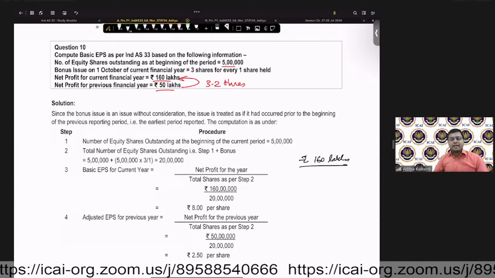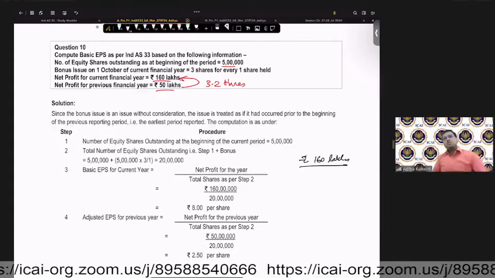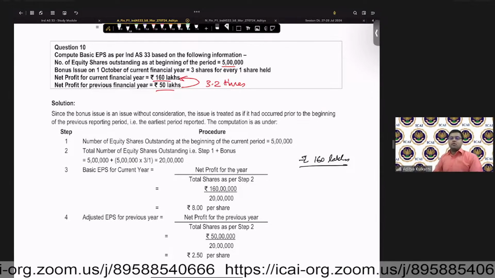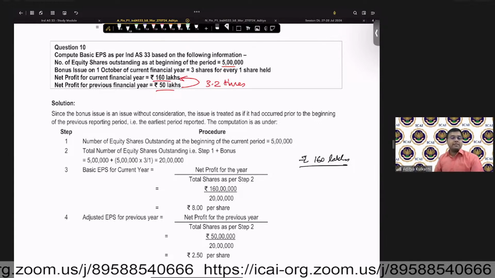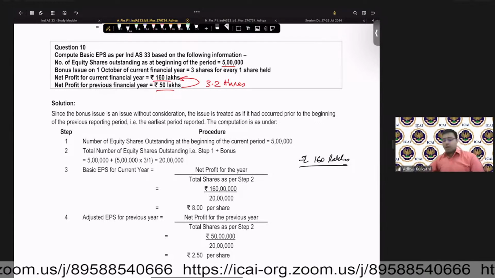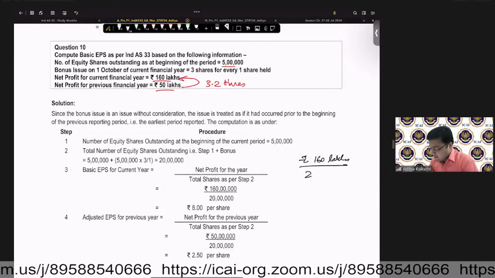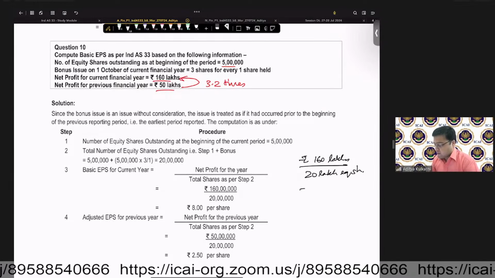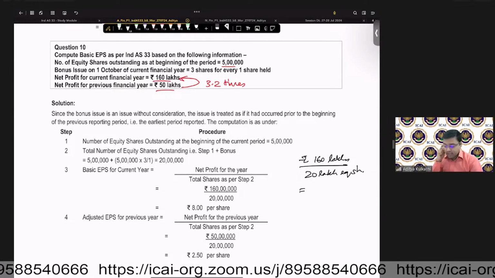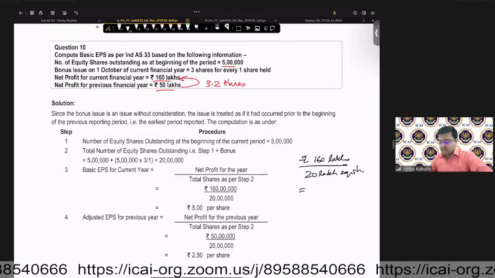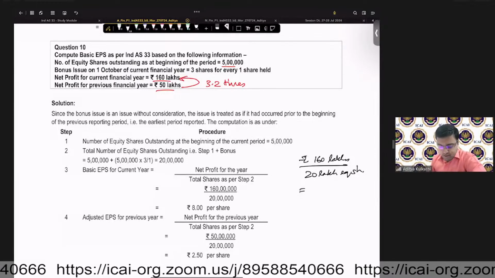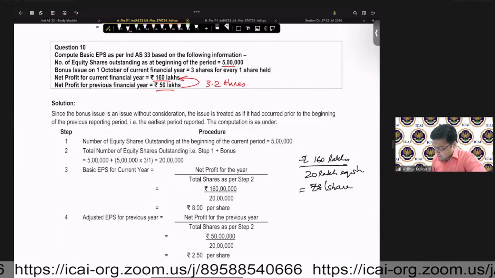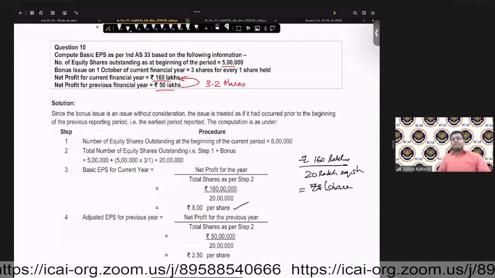What is the entry that we pass for bonus shares? Well, it will be reserves account debit to equity share capital. You are only capitalizing your reserves and nothing else. So rupees 160 lakhs divided by 20 lakh equity shares. So that comes to how much? That comes to rupees 8 per share.